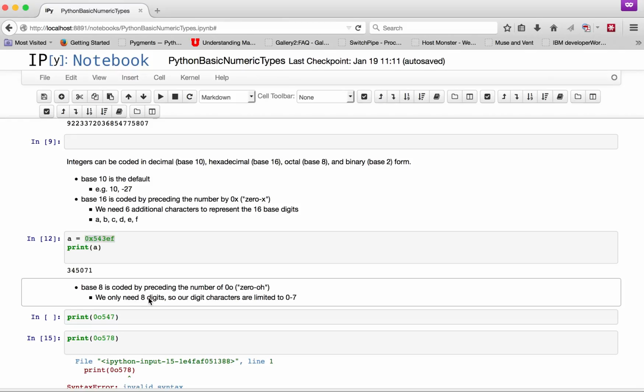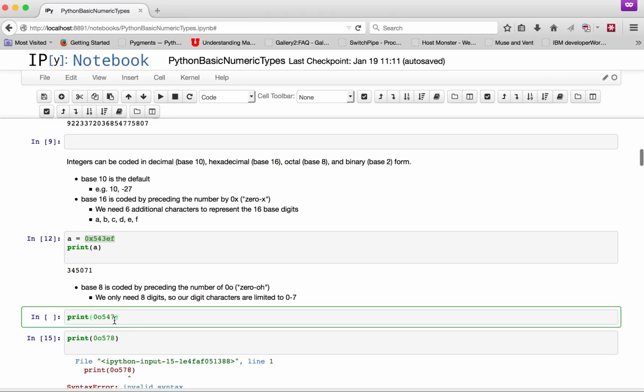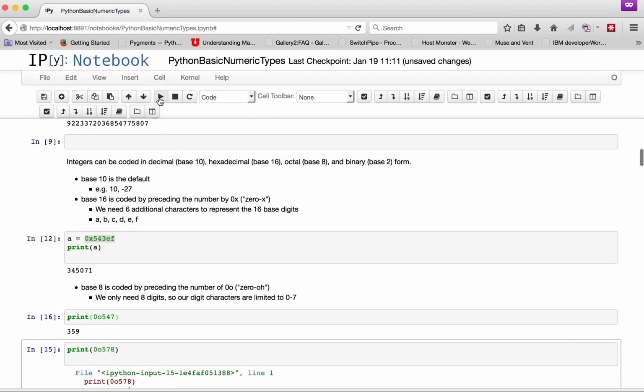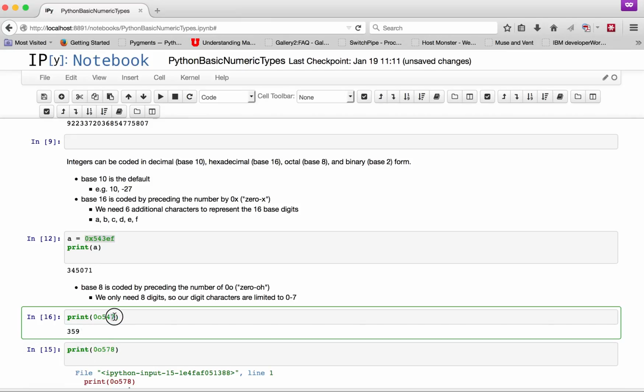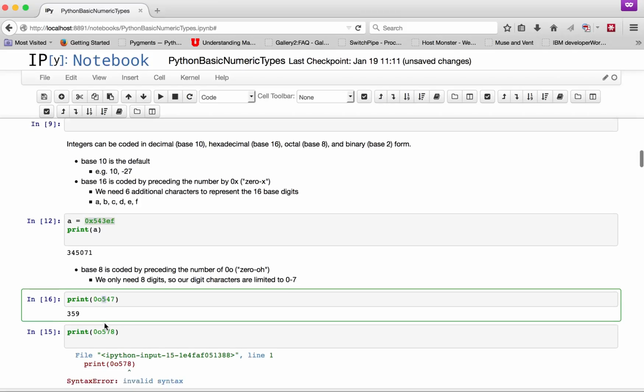Now we only need 8 digits, 0 through 7, and so we do not include the digits 8 and 9 in any octal number that we're forming. So here I'm going to print out the value, the octal integer 547, which is equal to 359. And you see this would be 7 times 8 to the 0 plus 4 times 8 to the first power plus 5 times 8 to the second power.